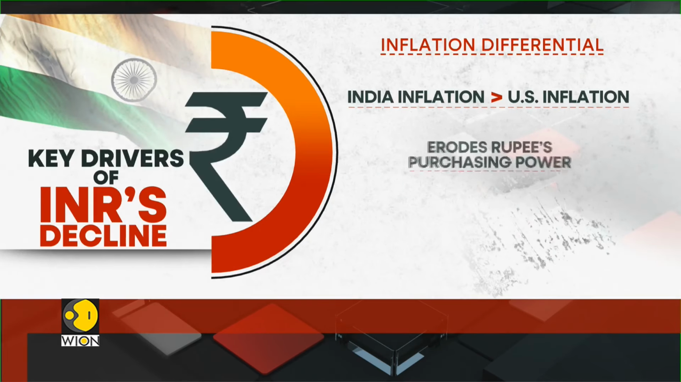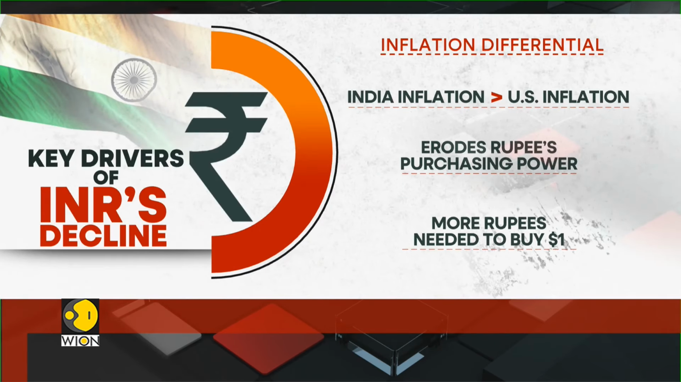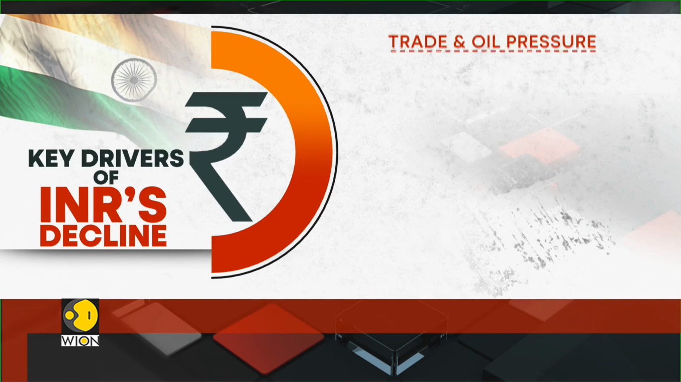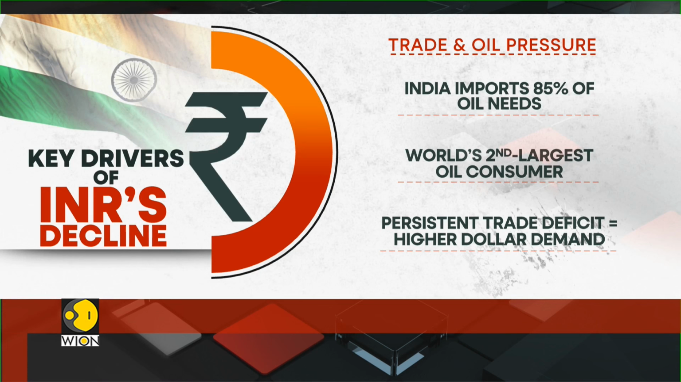Inflation differentials have played a major role in rupee value. When India's inflation has been higher than that in the US, it eroded the rupee's purchasing power. The reason? One needed more rupees to buy a dollar. This persistent inflation contributed to long-term depreciation against the dollar.